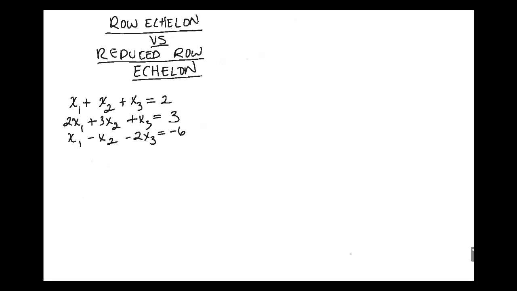Today we're going to look at the difference between row echelon versus reduced row echelon. These two terms come up when we're using matrices to solve the system of equations. There are two primary ways in which we're going to use these matrices to solve the system of equations. One of them is called Gauss-Jordan.